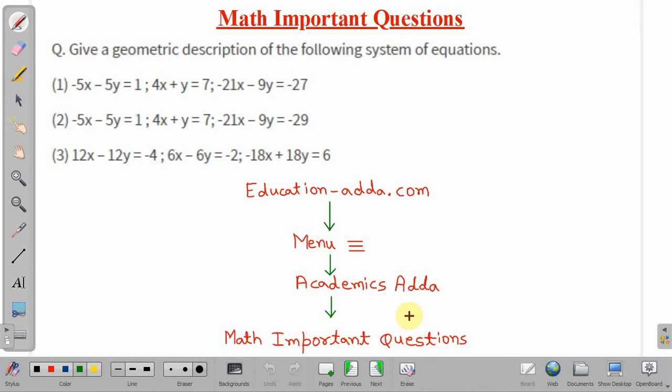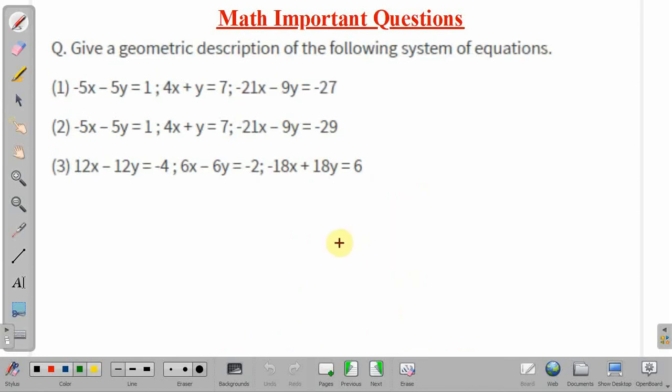So coming back to the discussion, see here three linear equations are given in each part. And we have to give a geometric description of the system of equations. So one by one we will take.